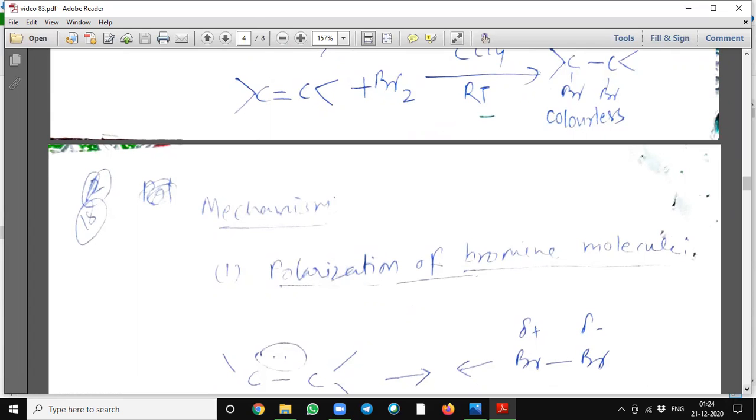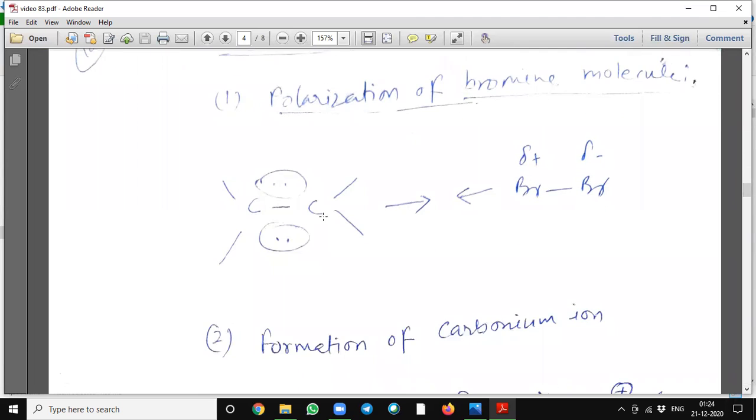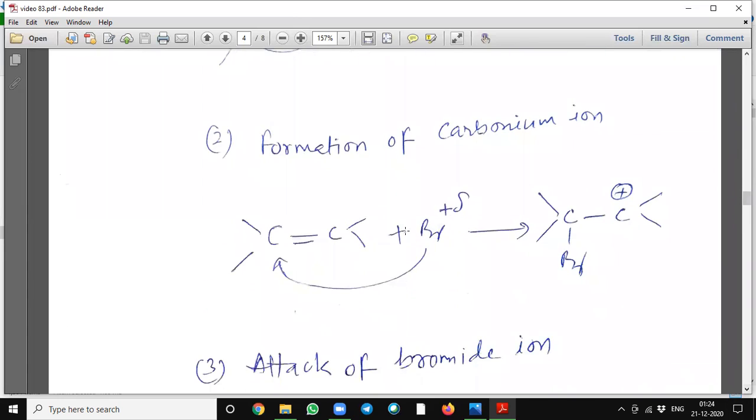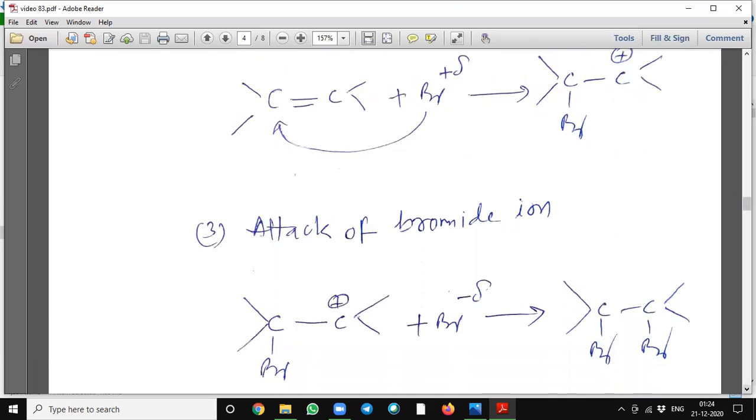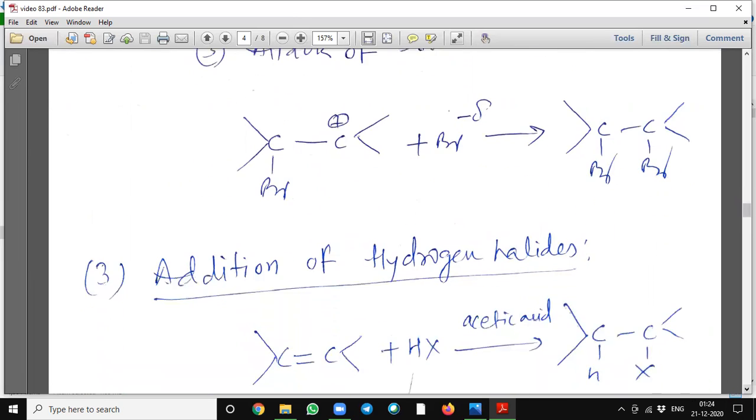Mechanism. First, this polarized bromine molecule will attack the alkene pi electrons, and it will form a carbocation. So this positive part is attacking, meaning the electrophile is attacking, and it will form a carbocation. Attack of bromide ion: then the nucleophile part of bromine will attack, and it will give the dibromo product.